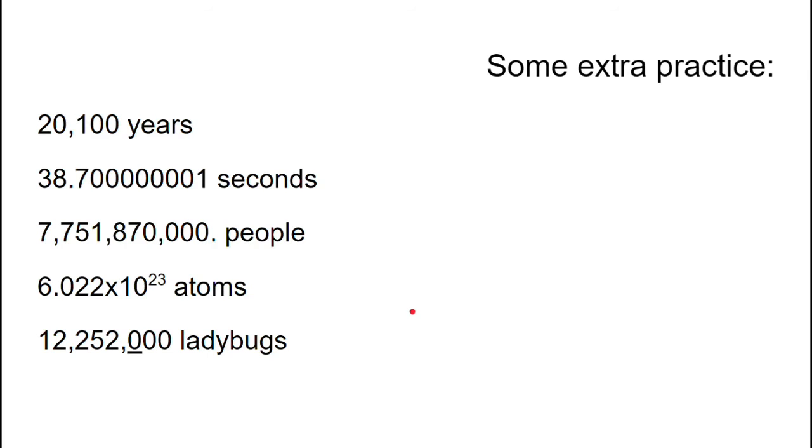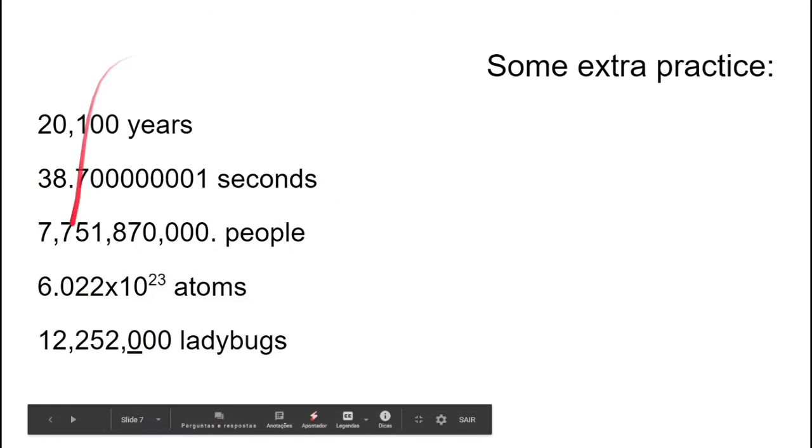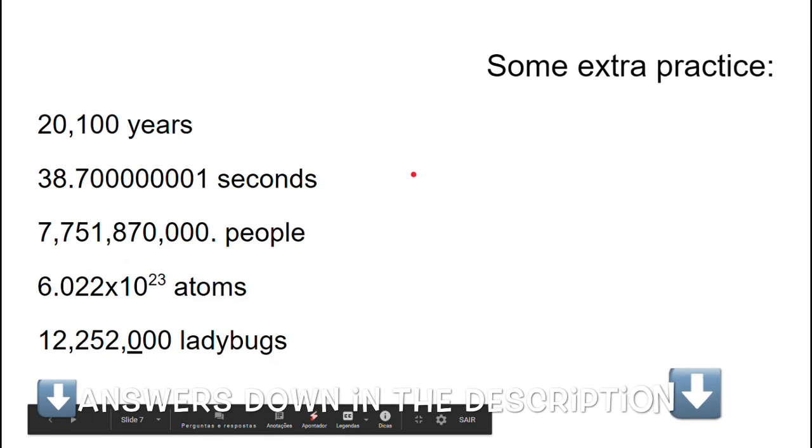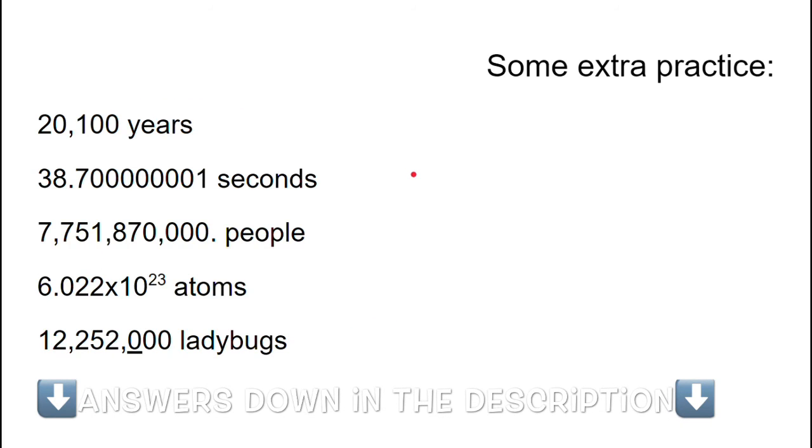Here's some extra practice for you. You can try them on your own time. Just write them down somewhere or in your memory. And then when you think you have the answers, you can just go down in the description and the answers are going to be there.